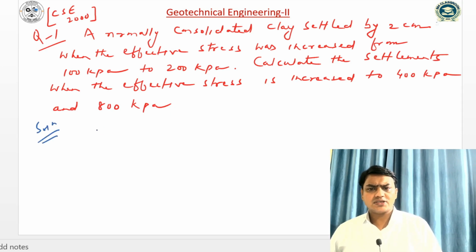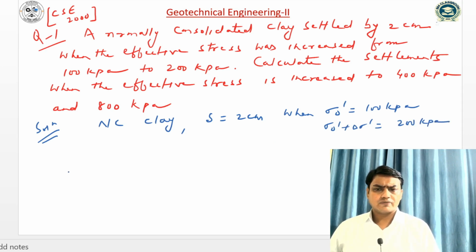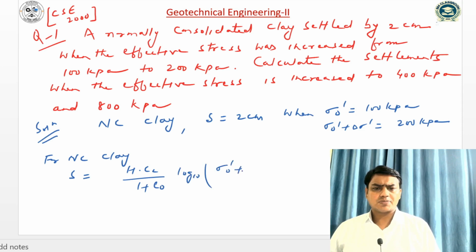So here the soil is normally consolidated clay, and the settlement is 2 cm when sigma 0 dash is 100 kilopascal and sigma 0 dash plus delta sigma dash is 200 kilopascal. So we know that for NC soil, for normally consolidated clay, settlement is equal to H into Cc divided by 1 plus e naught, log 10 of sigma 0 dash plus delta sigma dash divided by sigma 0 dash.